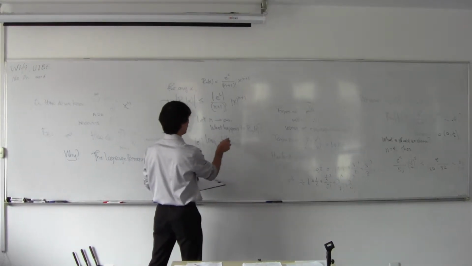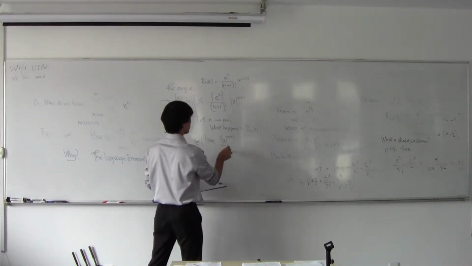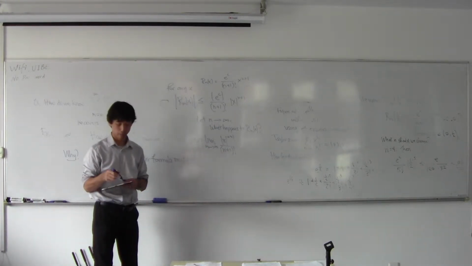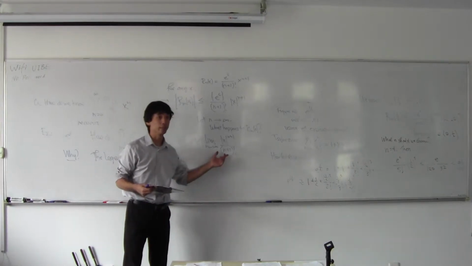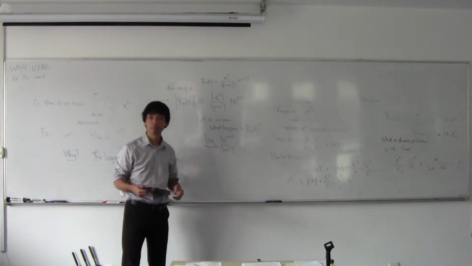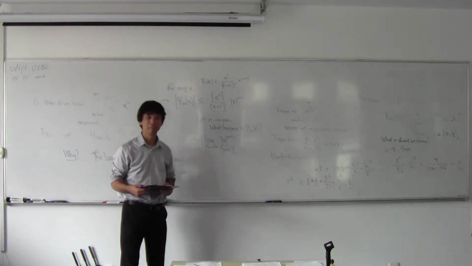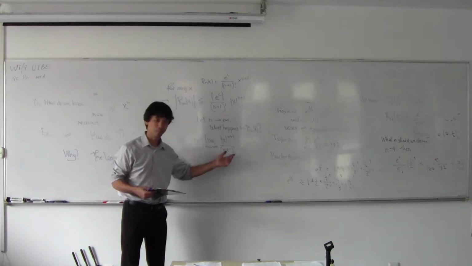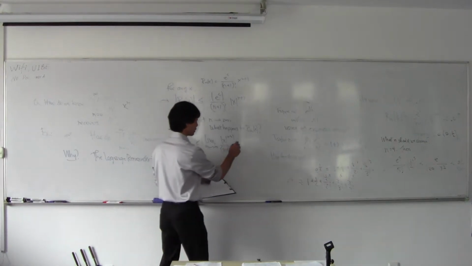So you get the limit of x to the n plus 1 over n plus 1 factorial as n goes to infinity, right? And what is that? We saw this earlier. What's the limit of this? Does anyone remember? For any x, it actually turns out to be 0. This is something we did earlier.